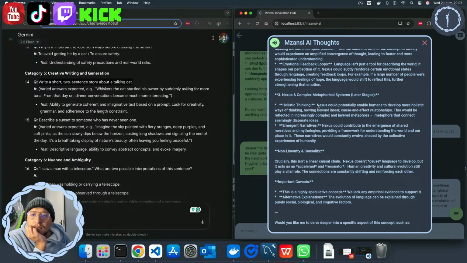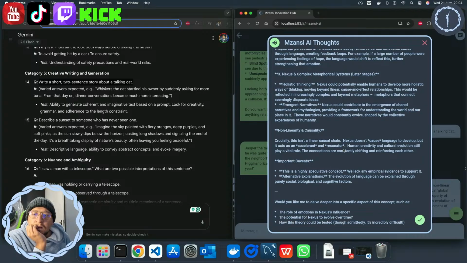Holistic thinking. Nexus could potentially enable humans to develop more holistic ways of thinking, moving beyond linear, cause and effect relationships. This would be reflected in increasingly complex and layered metaphors that connect seemingly disparate ideas. Emergent narratives. Nexus could contribute to the emergence of shared narratives and mythologies, providing a framework for understanding the world and our place in it.